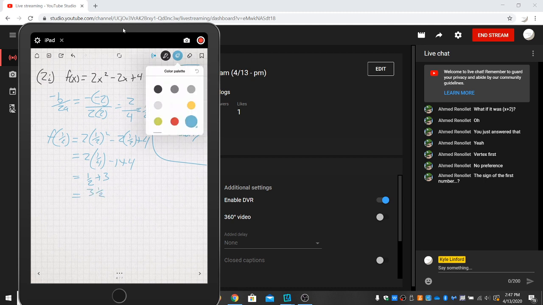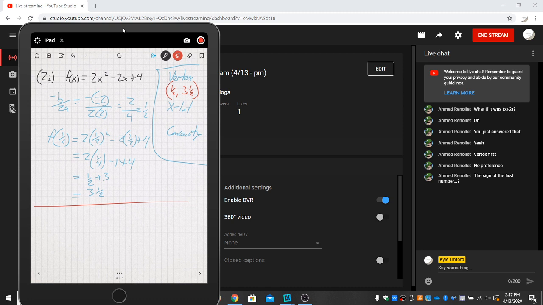Okay. The vertex occurs at a half and 7/2. Same thing as 0.5 and 3.5. Did I say negative 3.5? I don't know why I said that. Sorry about that. But this is an alternative way of finding the vertex.